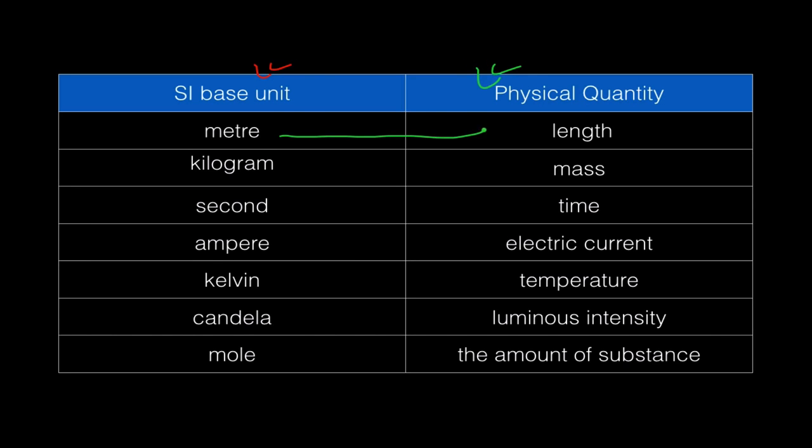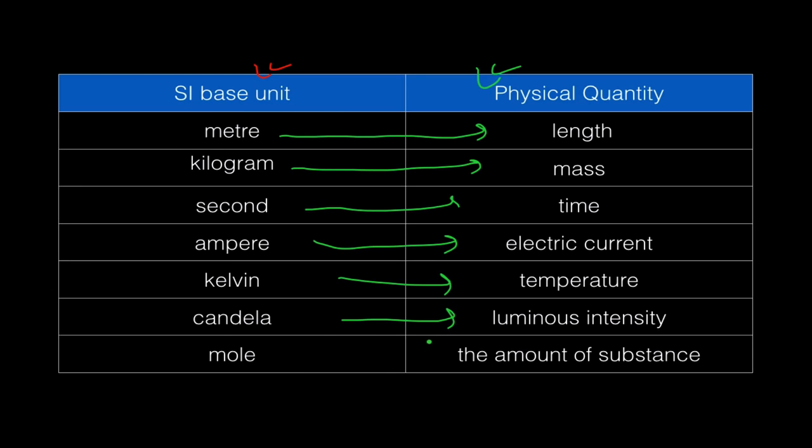So meter is for length, kilogram is for mass, second is for time, ampere is for electric current, Kelvin is for temperature, candela is for luminous intensity, and mole is for the amount of substance. You must be knowing these four at least. These three might be new to some of you, especially for non-science students, but you have to remember these seven.